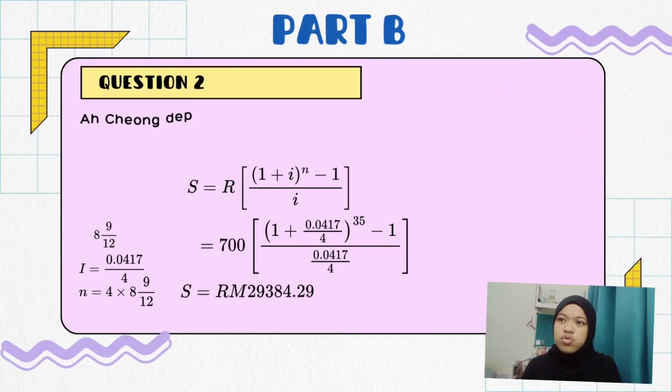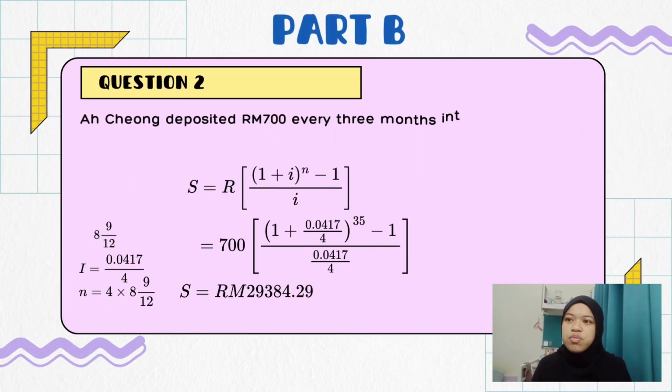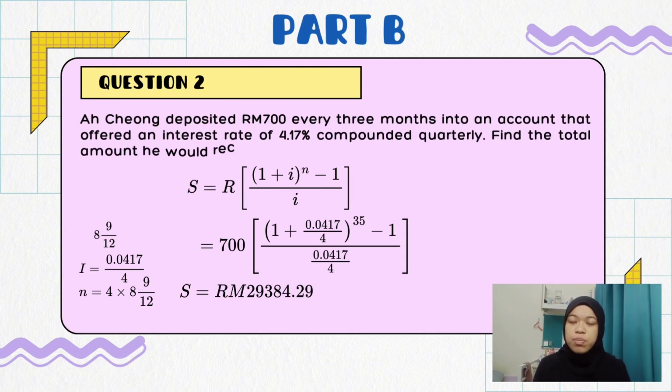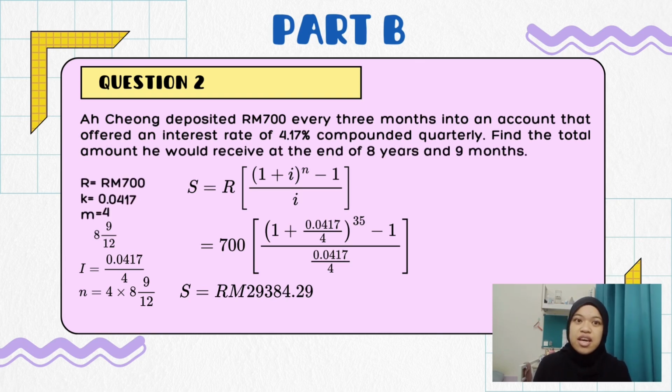We are moving on to part B, question 2. Ah Cheong deposited 700 every 3 months into an account that offered an interest rate of 4.17% compounded quarterly. Find the total amount he will receive at the end of 8 years and 9 months. R is considered as the size of each periodic payment. K is considered as interest rate. M is the frequency of conversion. T is considered as interest period. And I is interest rate per period.